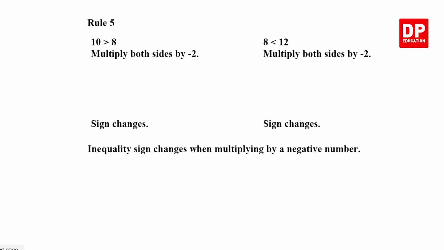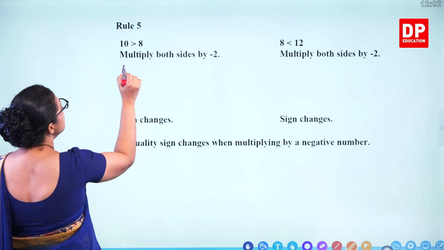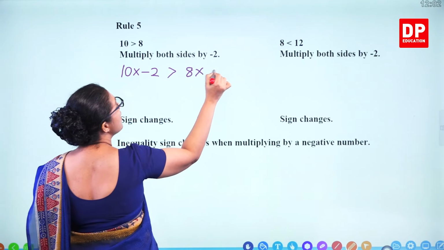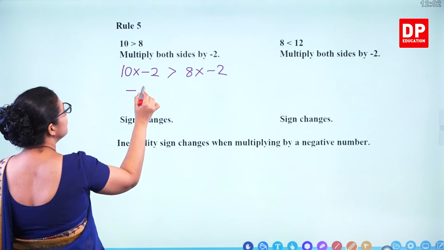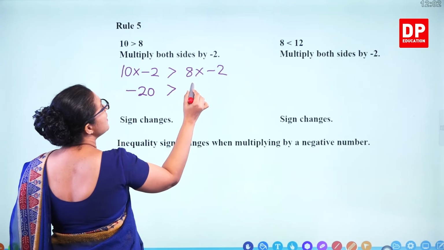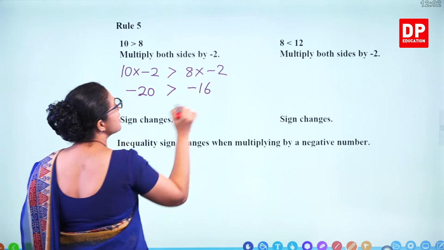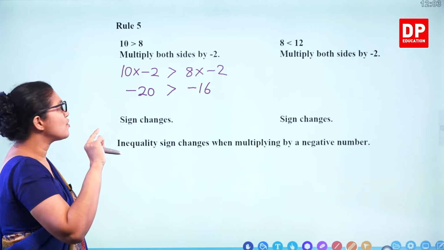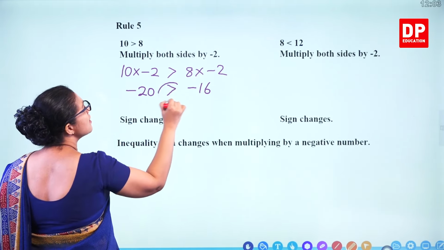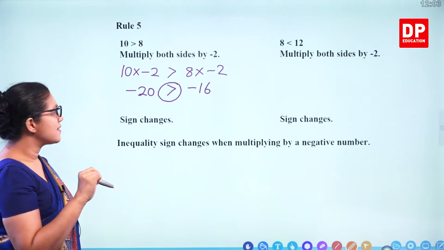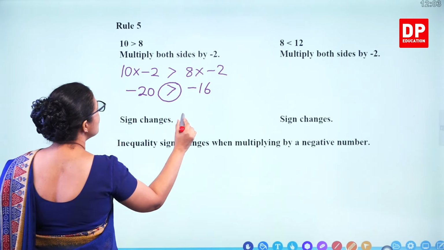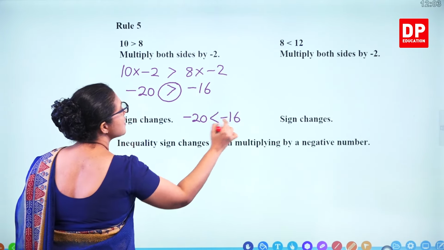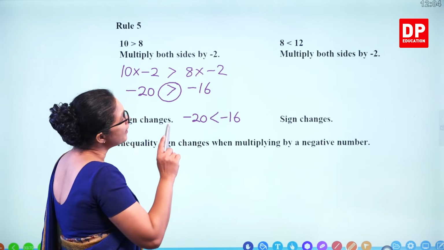And now we'll multiply by a negative number. Multiply by negative 2. Multiply by negative 2, you get negative 20. And this is negative 16. Is it true? No, it's not true. Minus 20 is not greater than minus 16. So you need to change the sign. Minus 20 is less than minus 16. So you have to change the sign. Now look at this one.